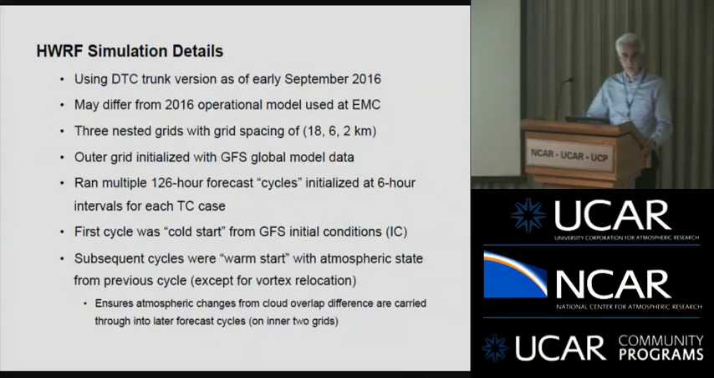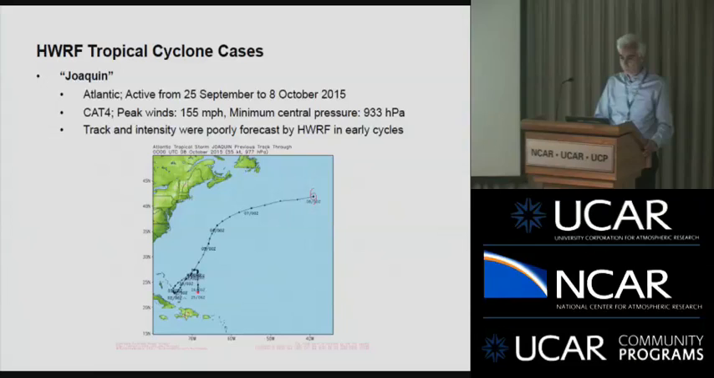This ensures that the atmospheric changes that we see from the cloud overlap will carry over into the next cycle and won't be shut off by cold starting again each time, at least on the 2 inner grids. So here are the three cases that we studied.